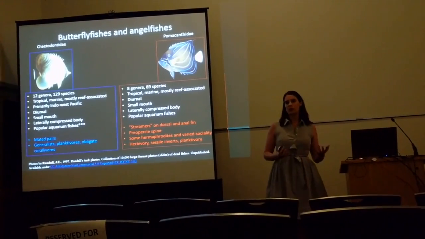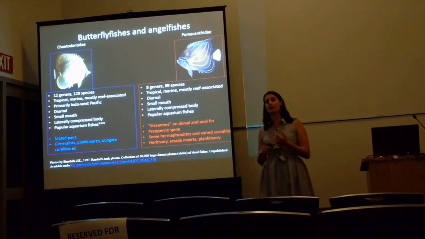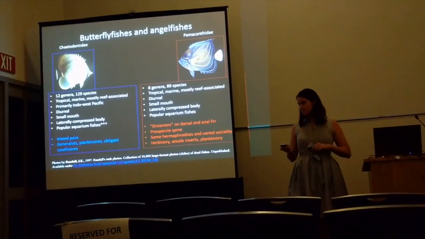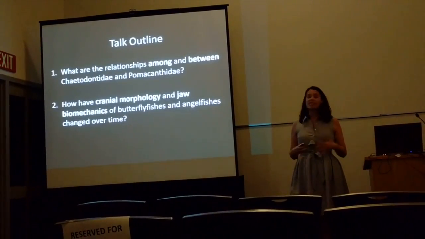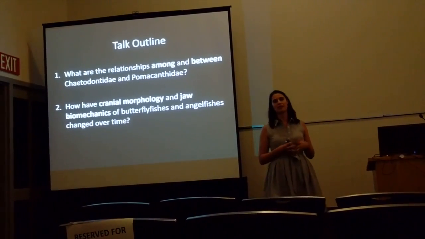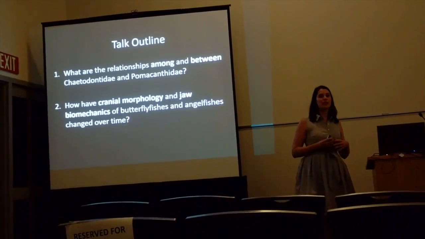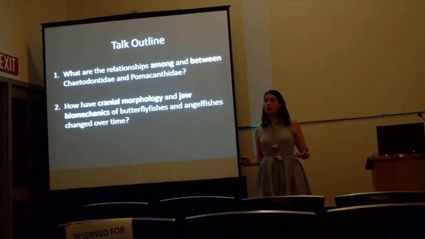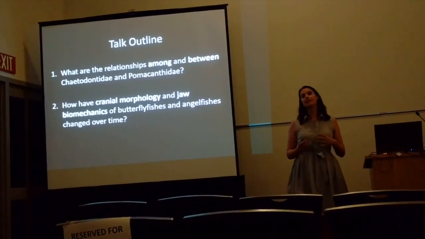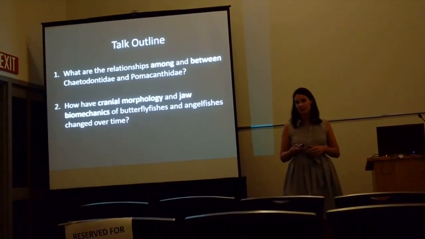However, if you dive into the rich literature on these groups, there are a lot of really notable differences with respect to life history, ecology, as well as anatomy. So today I'm going to be building off of the excellent literature that exists for these groups and talking about two main projects that we've had going on. The first is about phylogenetic relationships, both among and between Chaetodontidae and Pomacanthidae. And the second part of my talk is going to be a discussion of the evolution of cranial functional morphology in these groups.